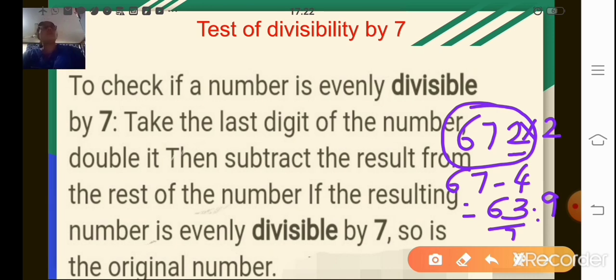Okay, so what you have to do is take the last number of the number, double it and then subtract from the other number. You can repeat it if you need. Now if after subtracting, the difference you are getting is divisible by 7, that means the original number is also divisible by 7. Okay children, so read the rules thoroughly.